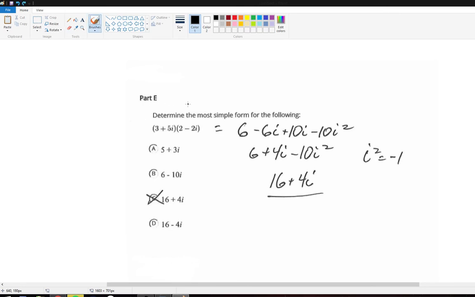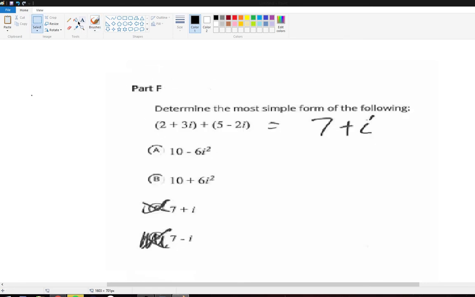Nice and simple. All you gotta do is FOIL, multiply these guys together, and you will get this big old boy. And then you combine like terms, and because you have i squared, because of 5i times negative 2i, that just becomes a negative, canceling out this, making it a positive, making the negative a positive. And bada bing, bada boom. Nice and simple. You got 16 plus 4, 1.